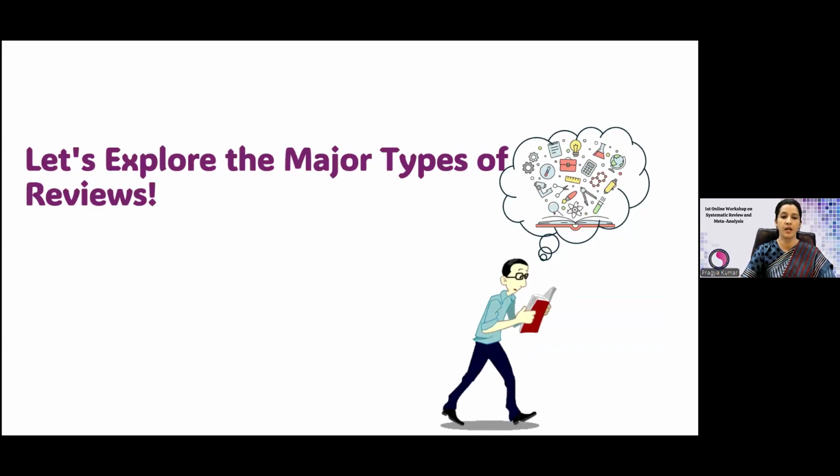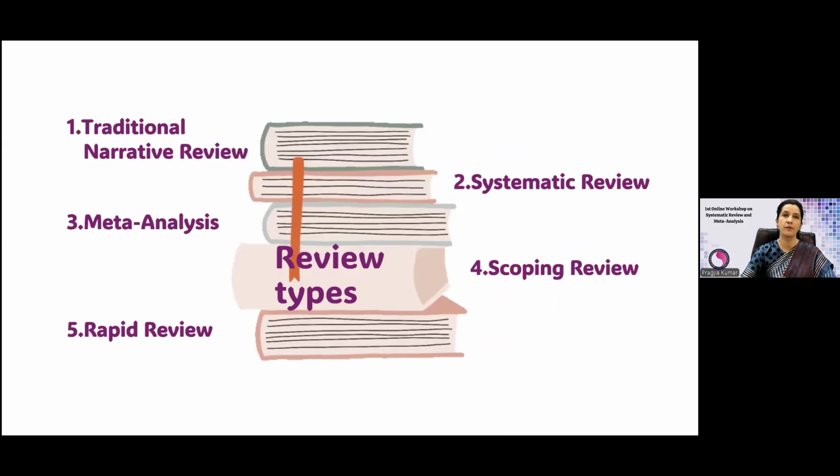Now, there are some major types of review. You must have done a few reviews like narrative review and rapid review, something like that. Till now, we have been doing this traditional narrative review. And then comes your systematic review, which is a more systematic and disciplined process. And then again, it can be with or without meta-analysis. Then there is something known as the scoping review. We'll learn how this scoping review is different from the systematic review. And then there is something known as the rapid review.